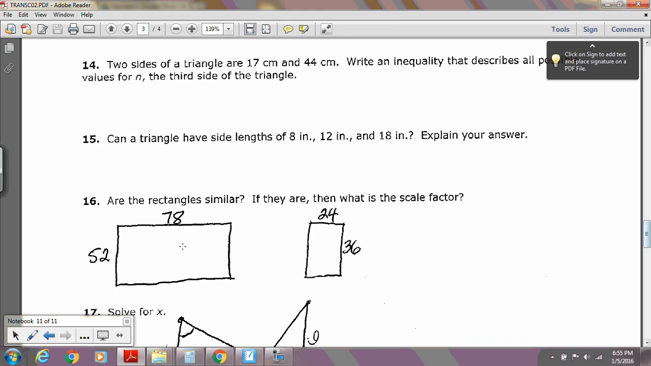Number 14 says, two sides of a triangle are 17 and 44. Write an inequality that describes all possible values for n, the third side of the triangle. So on this one, you probably would like to draw this triangle just to illustrate what is going on in the situation. You have one side as 17, one as 44, and the remaining side is n.